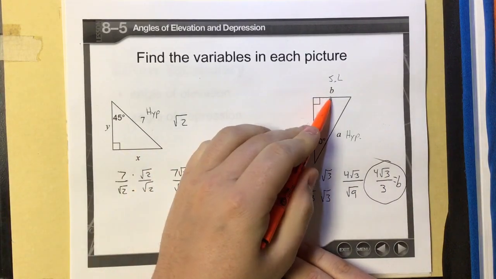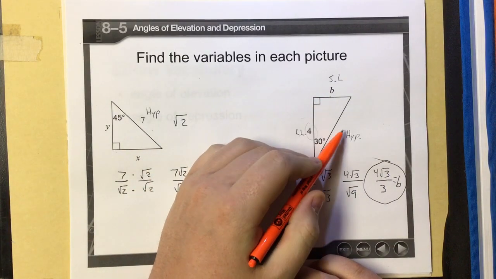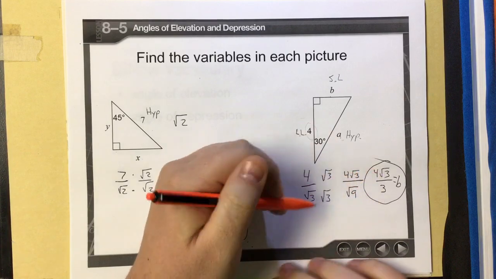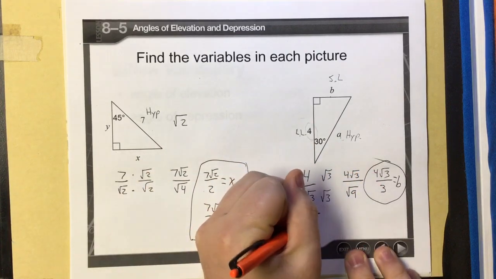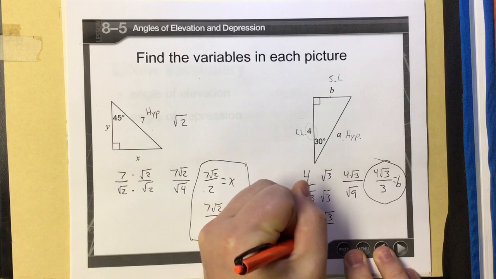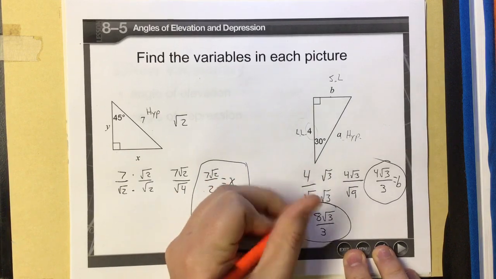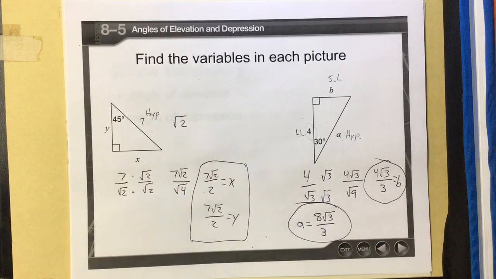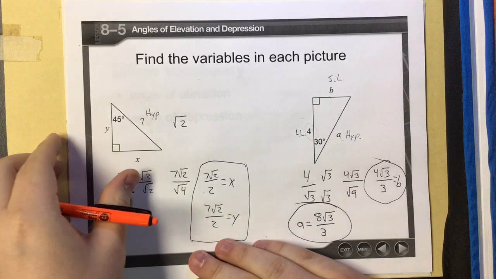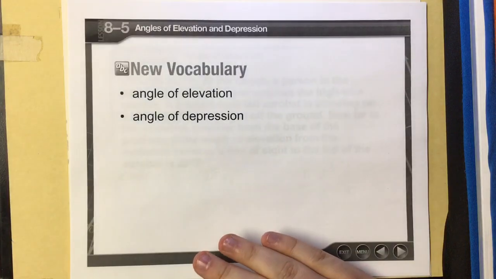Now that we know the short leg, to find the hypotenuse is easy. We just double it. So we take this times 2. 4 times 2 is 8. And that is called A in that picture. Once you have your short leg, you multiply it by 2 to find the hypotenuse. All right, moving on to the new stuff.